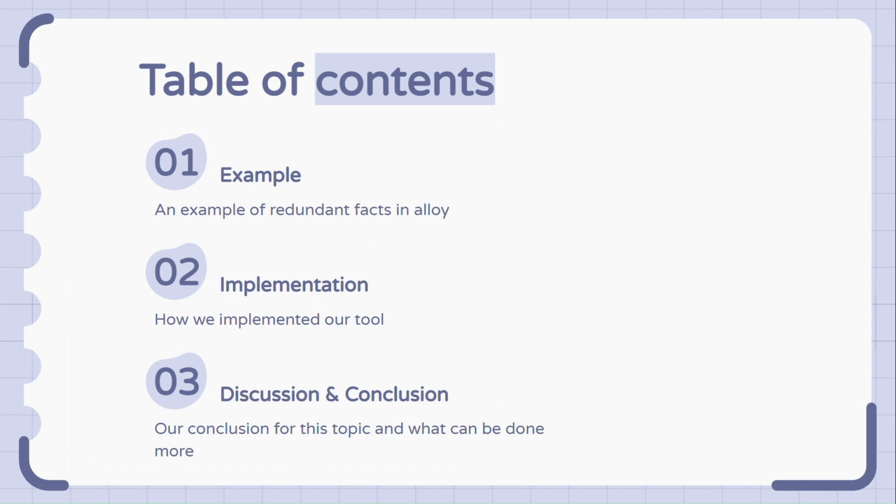Our presentation today contains three main parts. First, we will go through an example about the redundant files in Alloy. After that, we will show how we implemented our tool to find and remove the redundant files in an alloy model. And in the last section, we have some discussion and conclusion about what we have done in this project.